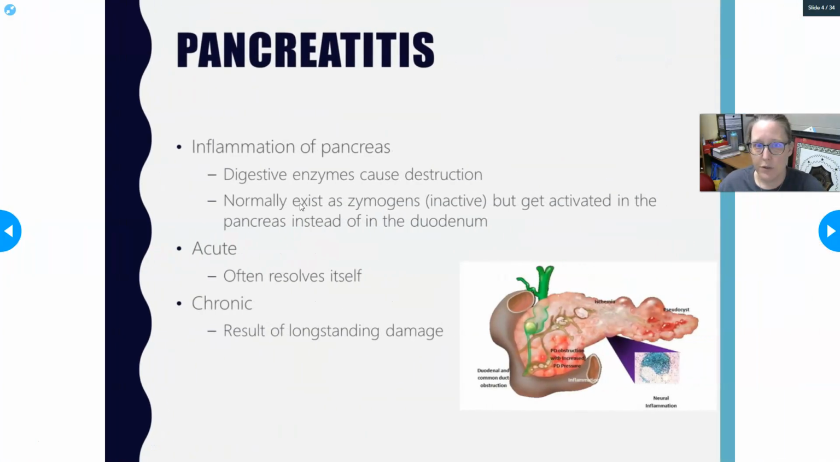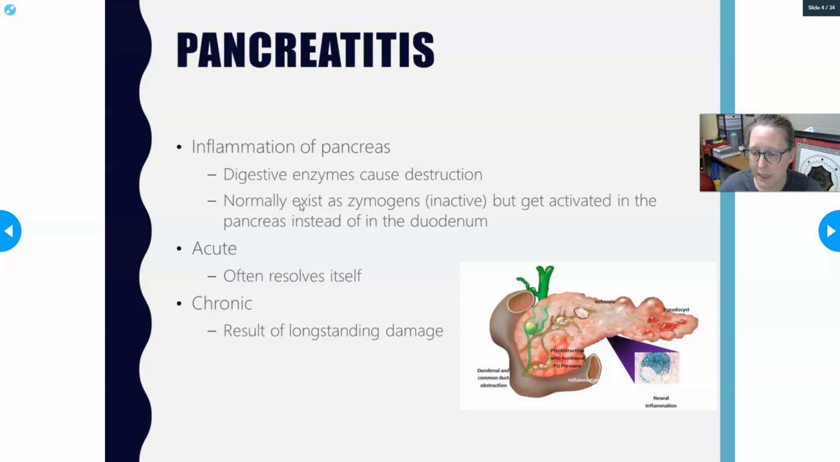Okay, we're going to start first with pancreatitis. It is an inflammation of the pancreas. What happens is the digestive enzymes are actually causing a destruction of the pancreas. Normally, in a normally functioning pancreas, those digestive enzymes are made as zymogens, which are inactive, and when they're released and hit the duodenum and get mixed with the food, then they get activated.